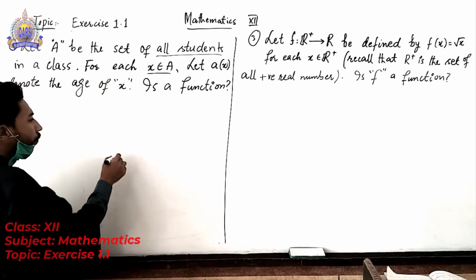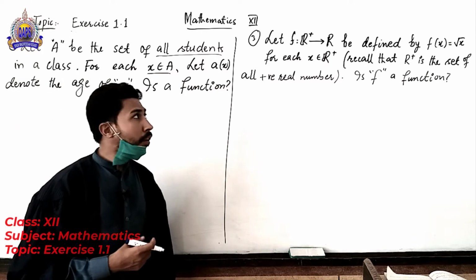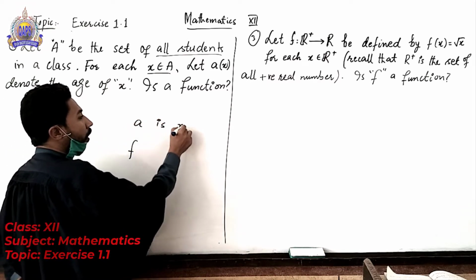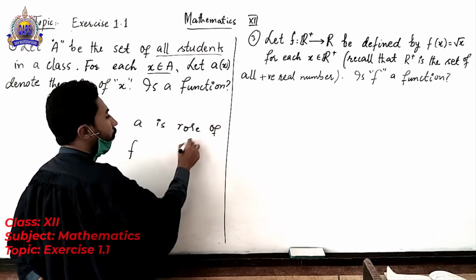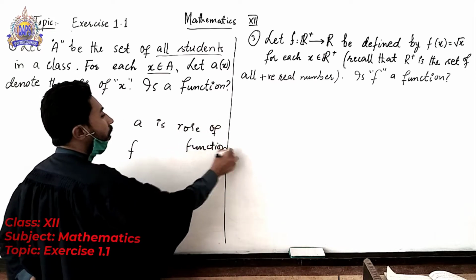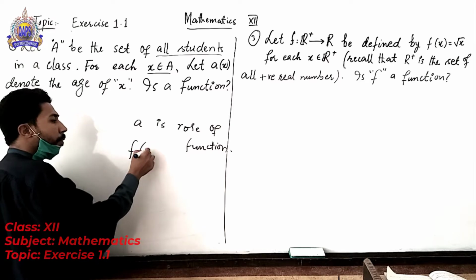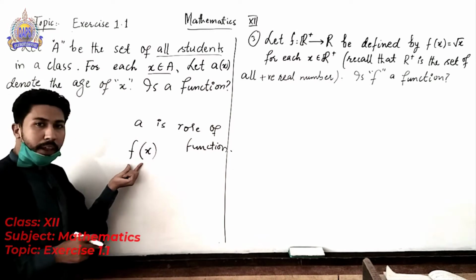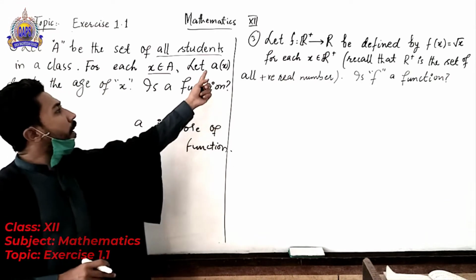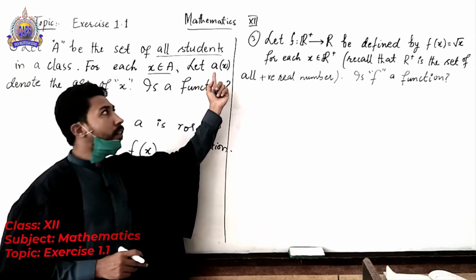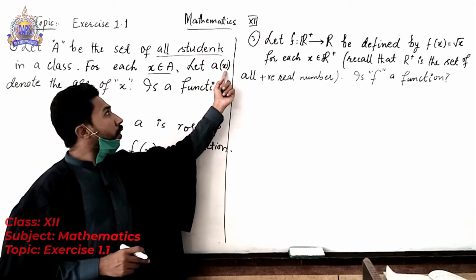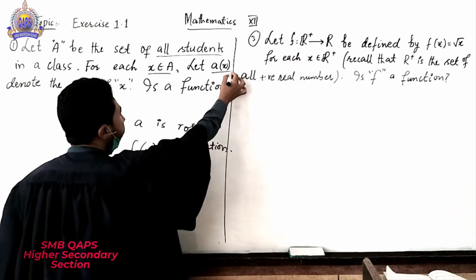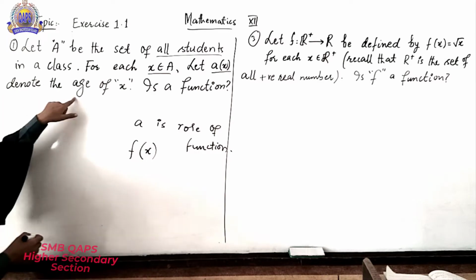In previous lectures we solved many problems on functions. Here A contains the role of a function, so here A or F are both the same, containing a function. So A of x is basically written in the form of f of x, because this is a function of x. So here A of x represents the function of x, which belongs to the set A. Let A of x denote the age of x.